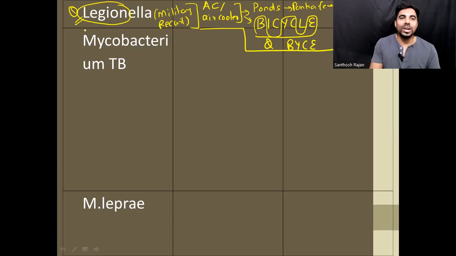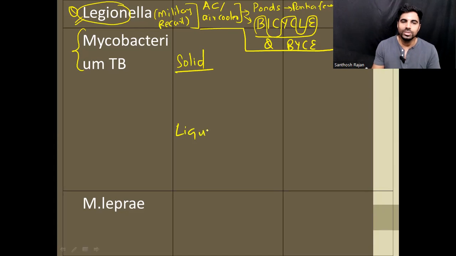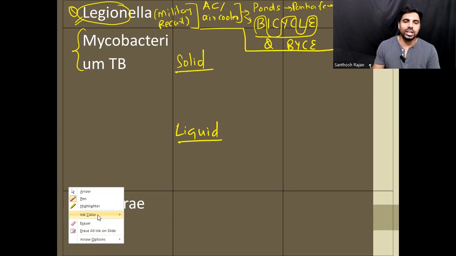Now, Legionella is over. Now, Mycobacterium TB, you know that I don't have to repeat. There are only two types of media. Actually, solid and liquid, we can differentiate like this also. This is important. Solid media, what is one media, can anyone say?